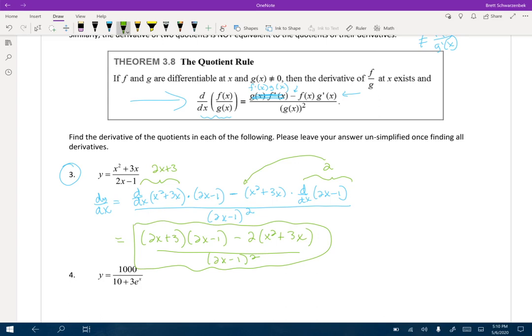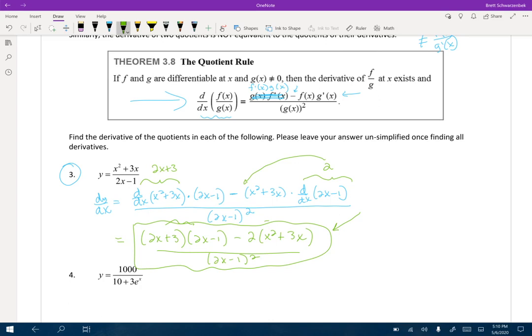Because what do you do with the numerator? You're going to FOIL over on the left, and then you're going to distribute the negative 2, and then you're going to collect like terms. You're going to square the denominator. It's an extra minute or something that is just not important. If you're giving me this, then I know you understand the calculus, which is what I'm looking for. You understand the quotient rule, and that's what I want to be very clear with.